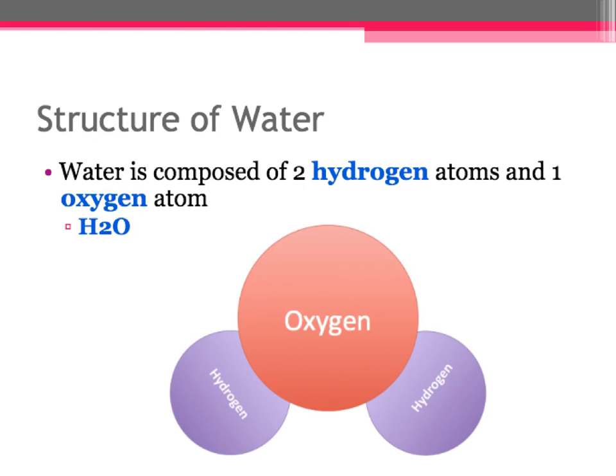So water, we know, is H2O. So there are two hydrogens, one there and one here, to one oxygen atom. And they form covalent bonds. And the covalent bonds, remember, is electron sharing. We just talked about that.